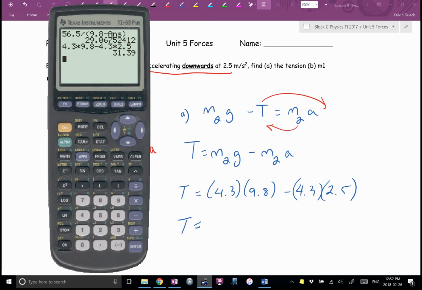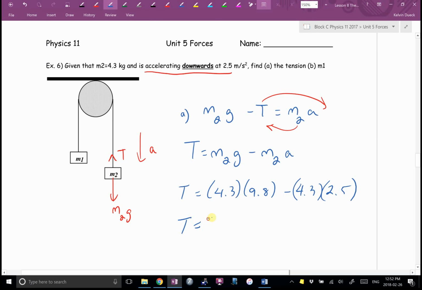Yes, I'm good. Okay. And because I know I'm going to use this, I'll try not to round off unless I absolutely have to. So I can go 31.39 newtons. I'd probably report it as 31.4, but I've got that on my calculator now, stored.